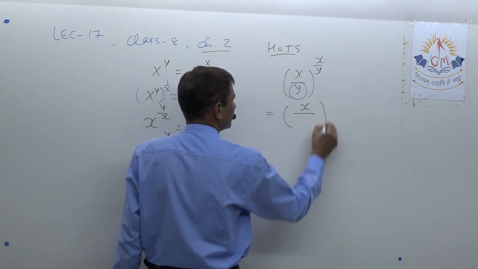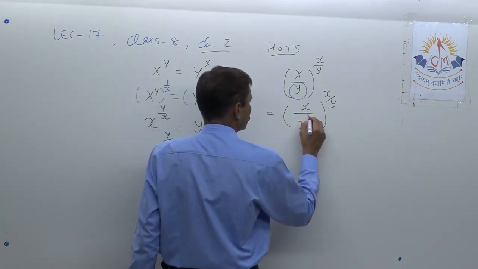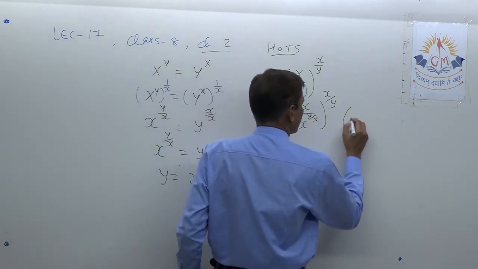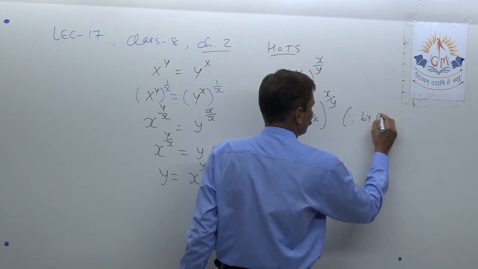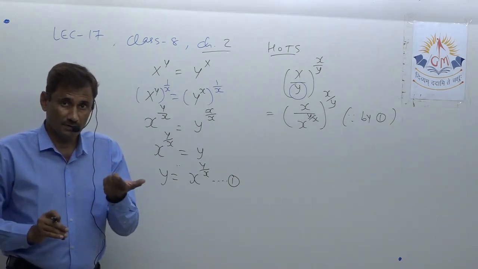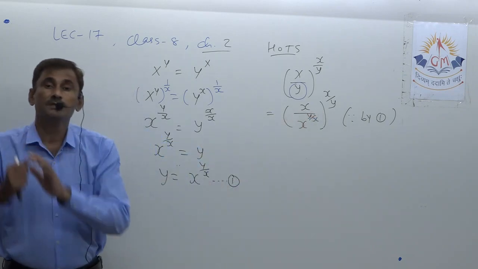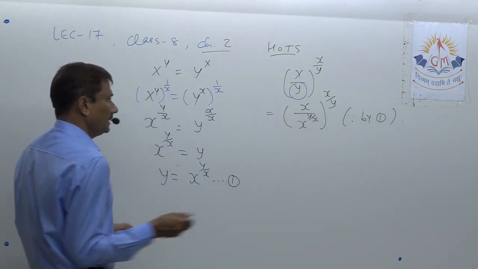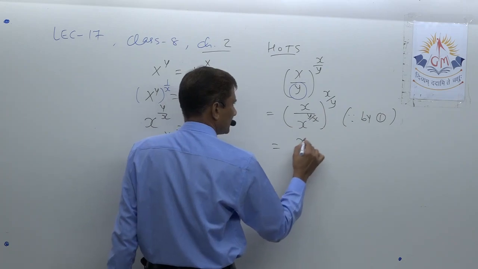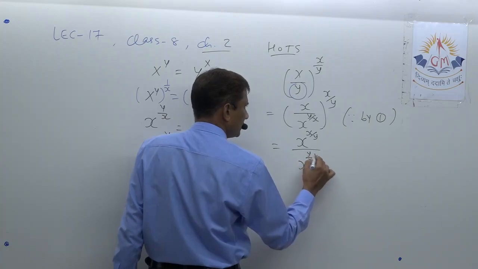Now (x by y) raised to x by y, where y is x raised to y by x. You can give the reason as result 1, since you are using 1. Why have we given the result a number? Because whenever we want to use it, at that time we can say this is from that result. Okay, now you can open the bracket, so this power will be applied here and here also. So it will be x raised to x by y upon x raised to y by x into x by y.